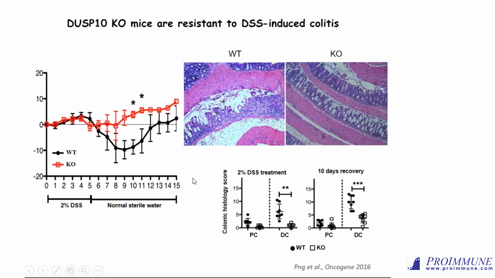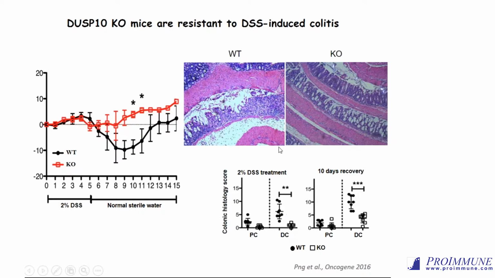We then examined the histological features of the wild type and knockout mice, as shown in these two photos. You can see that in the wild type colon, the architecture of the gut was destroyed. You can see the erosion of the epithelium and also the infiltration of massive inflammatory cells. On the other hand, in the knockout colon, the crypt architecture is much better preserved, and they also have much less inflammatory cell infiltration.